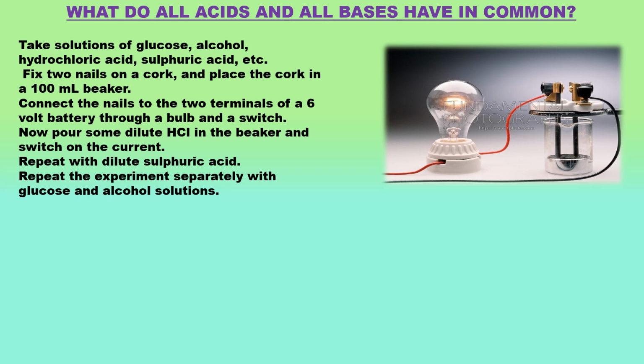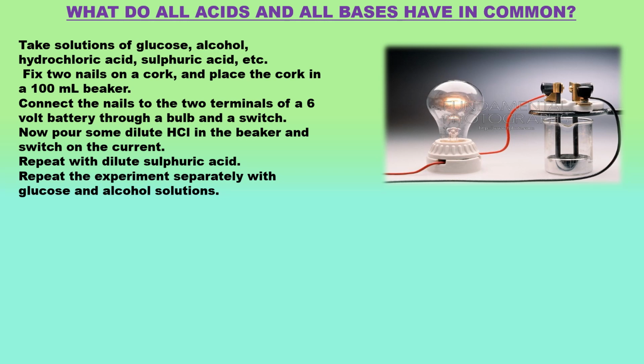The aqueous solution of an acid conducts electricity due to the presence of charged particles called ions in it. For example, when hydrochloric acid is dissolved in water, then its solution contains hydrogen ions and chloride ions. These ions can carry electric current. So, due to the presence of hydrogen ions and chloride ions, a solution of hydrochloric acid conducts electricity. And this makes the bulb glow.